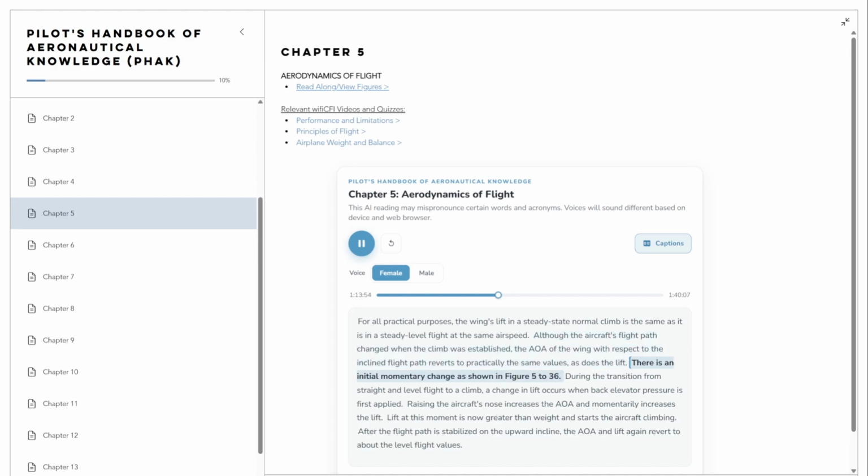There is an initial momentary change as shown in Figure 5-36. During the transition from straight and level flight to a climb, a change in lift occurs when back elevator pressure is first applied. Raising the aircraft's nose increases the AOA and momentarily increases the lift. Lift at this moment is now greater than weight and starts the aircraft climbing. After the flight path is stabilized on the upward incline, the AOA and lift again revert to about the level flight values.